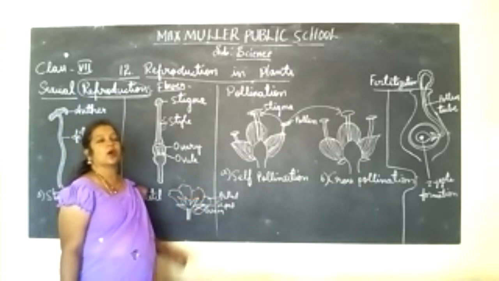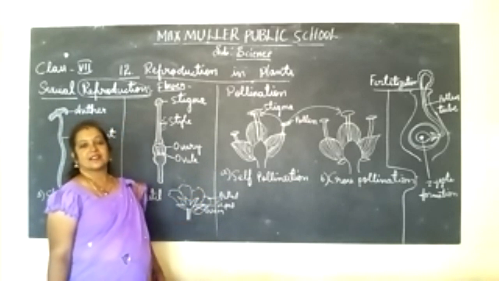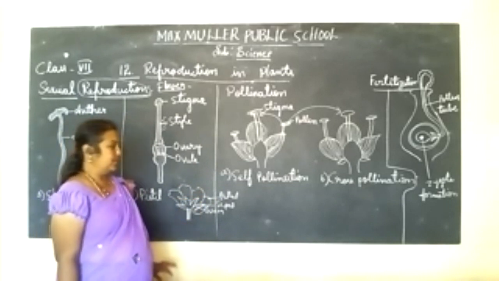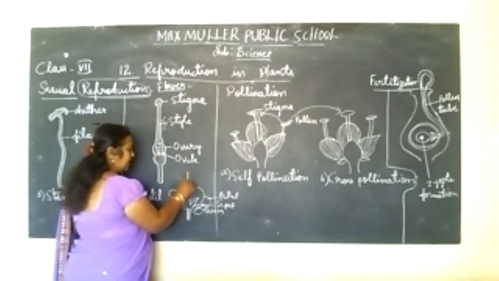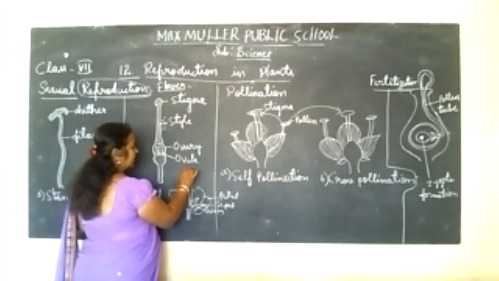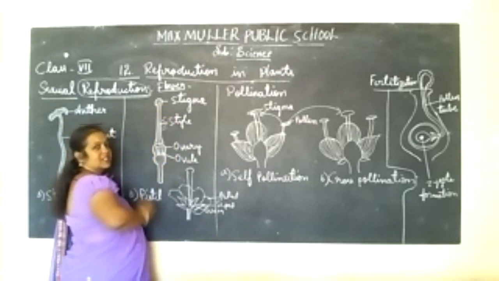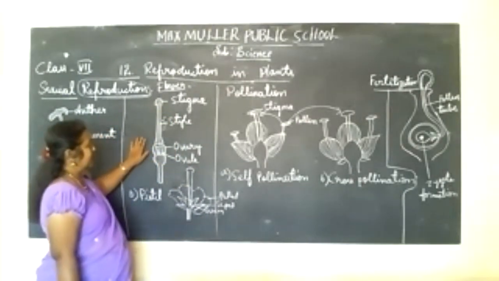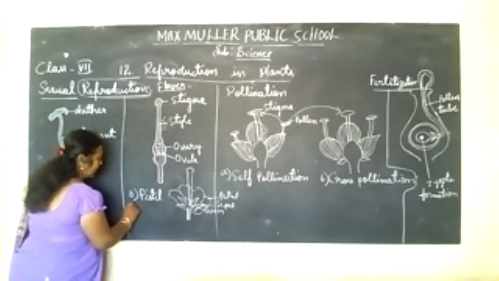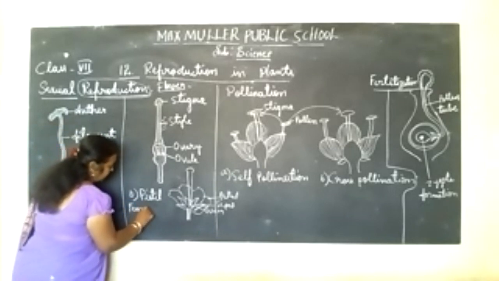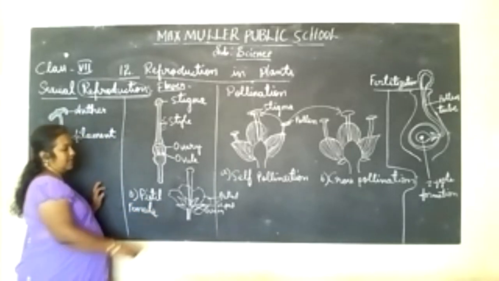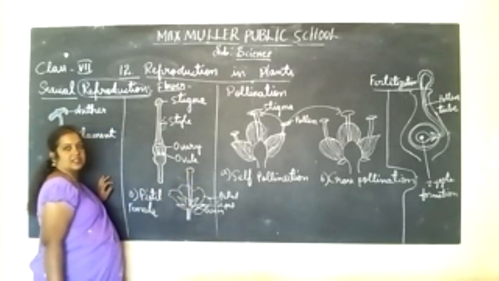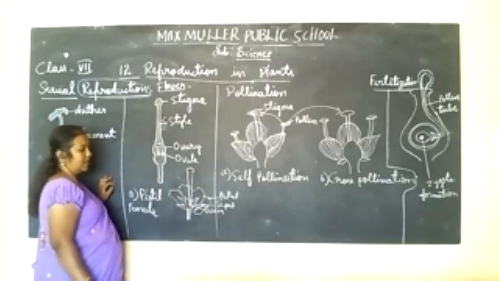Now this is the second whorl, the second layer. Petals are the second layer of the flower. Then you can see in the middle there will be the pistil part that I told you about. This pistil is the female reproductive part. It will be in the center of the flower.